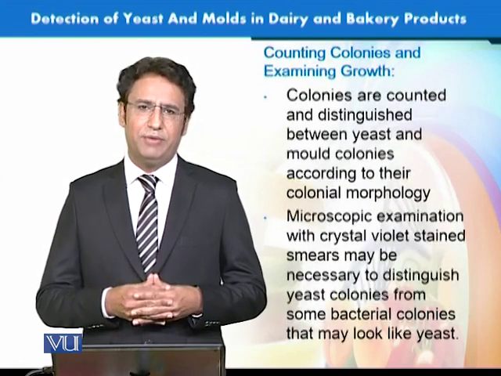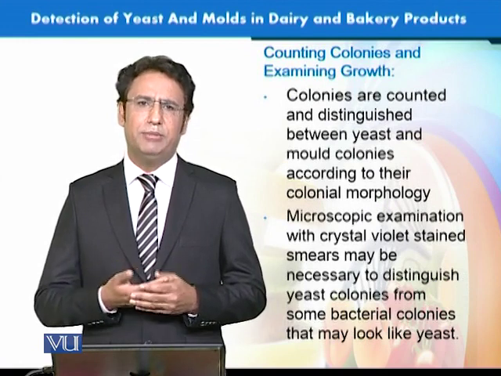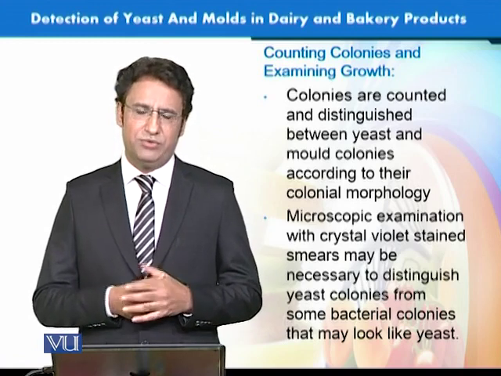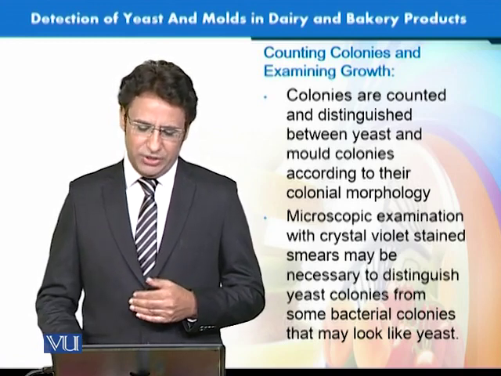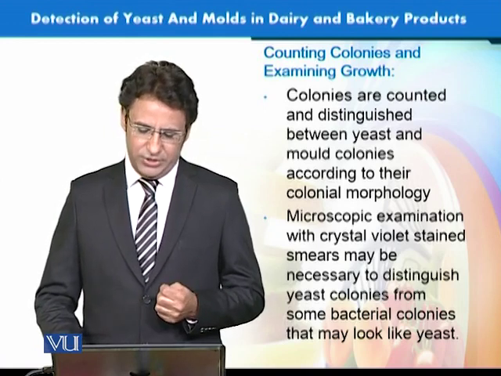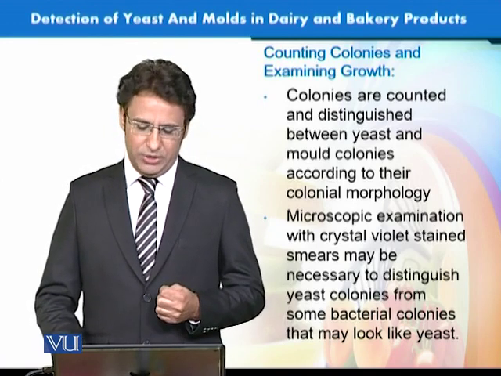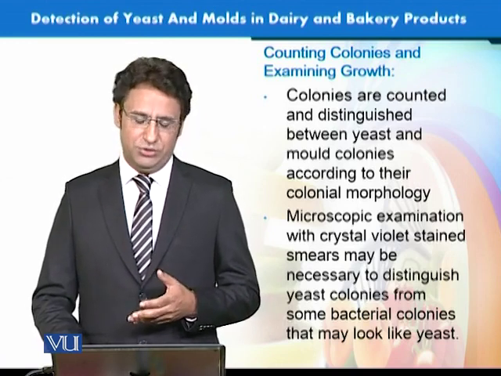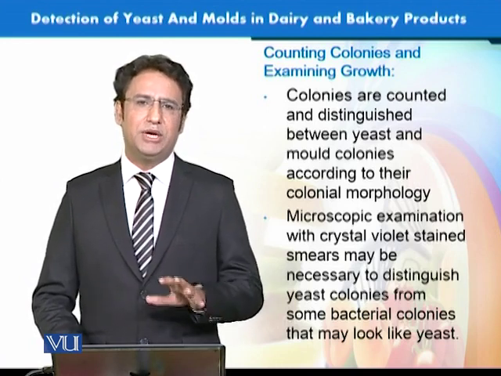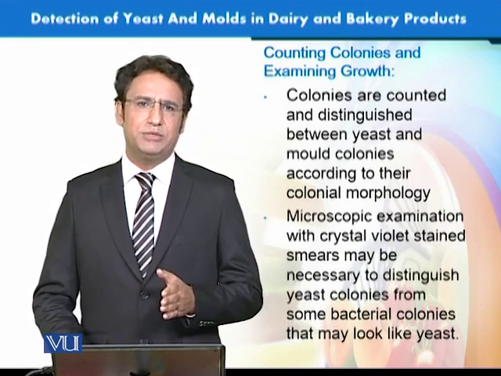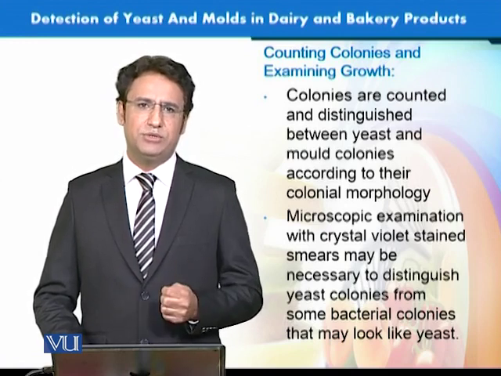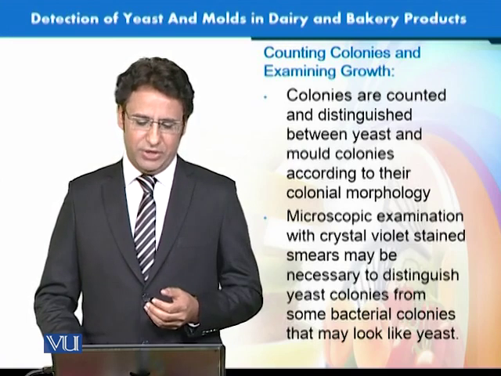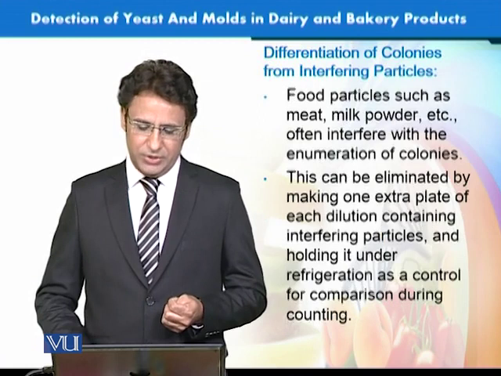Now once we have incubated them in the incubator for 3 to 5 days, we normally count the number of colonies and distinguish between yeast and mold, looking at their morphology. Then we examine crystal violet stained smears, which are used to differentiate between bacteria and yeast. Because bacteria might grow in the media, these stains are used to see whether we are dealing with bacteria, yeast, or mold.